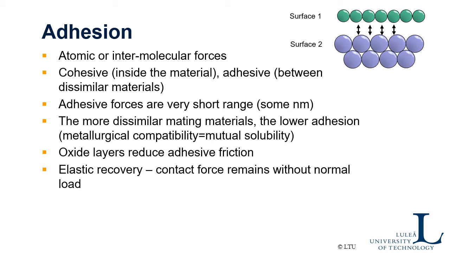You can also say about adhesion that the more dissimilar the two materials are, the lower the adhesion is. That is something called metallurgical compatibility or mutual solubility. We will come back to that later. I can also say that if you create an oxide layer on the surface, for example a metal oxide, that also makes the materials different from the other surface, and that also then reduces the adhesive friction.